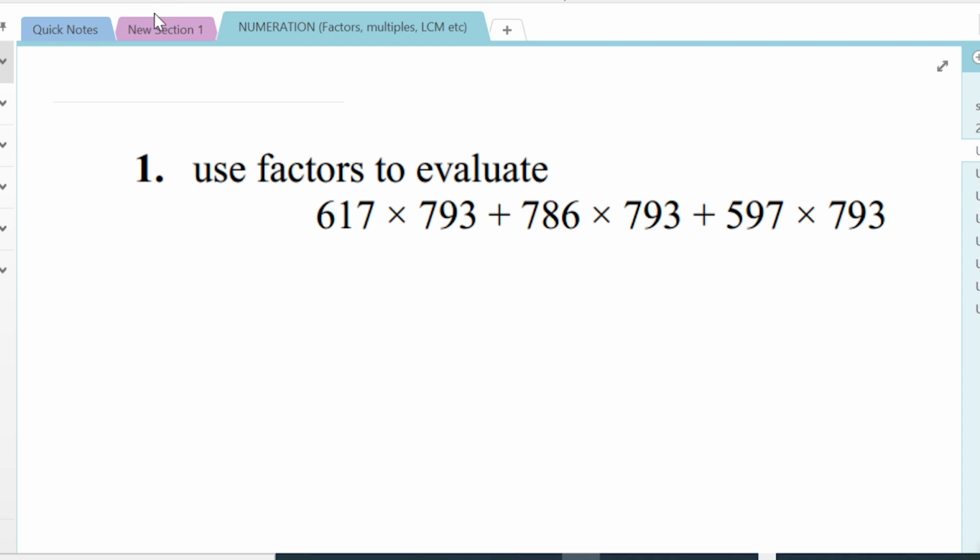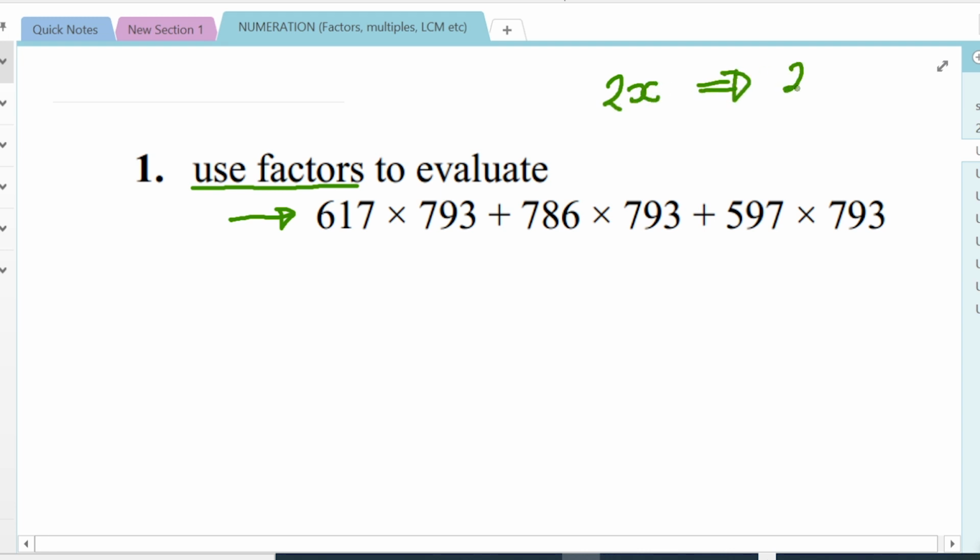So it's the same thing here. Now here they've told you exactly to use factors to evaluate. In another instance, they would just say, without using a table or calculator, evaluate this. But here they have given it to you directly. They are asking you to use factors to evaluate. So you look at it. Remember, when you look at a number like 2x, it means 2 times x. That is why it's 2x. So that is how you look at these numbers here.